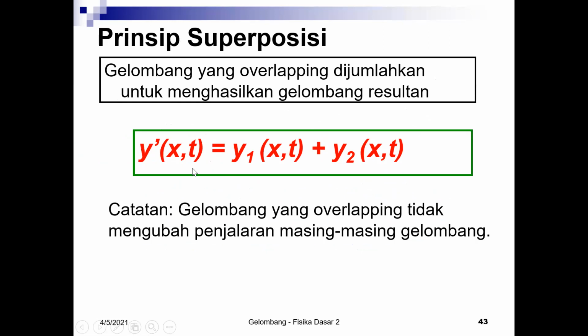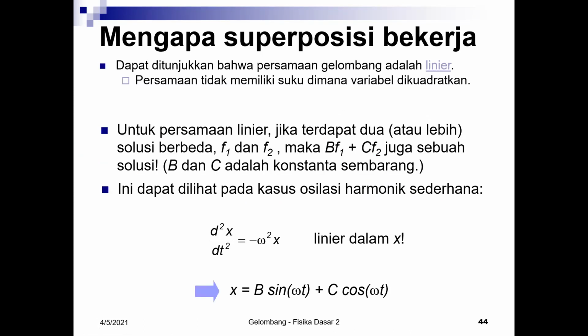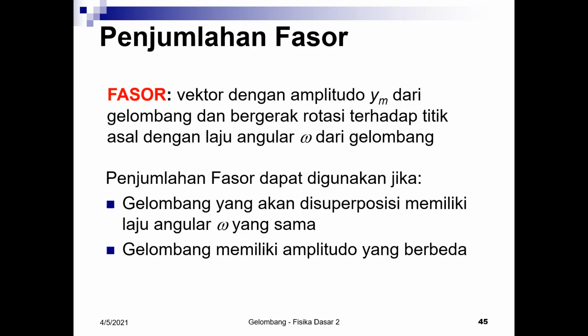Although we add these two wave functions, we do not change the direction of propagation of the waves. So why does superposition work? Because the wave equation is a linear equation. Because it's linear, if we have two solutions, we can sum them. We could sum all solutions, because we have a linear wave equation.